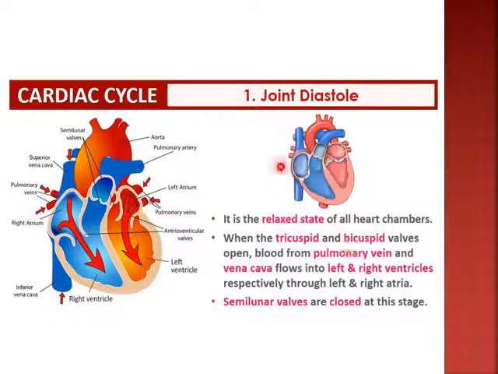So first we have the joint diastole. It is the relaxed state of all the heart chambers, meaning all four chambers of the heart are in the relaxed state. The tricuspid and bicuspid valves open and blood from the pulmonary vein and the vena cava flows into the left and the right ventricles respectively through the left and the right atria. Semilunar valves are closed at that stage.